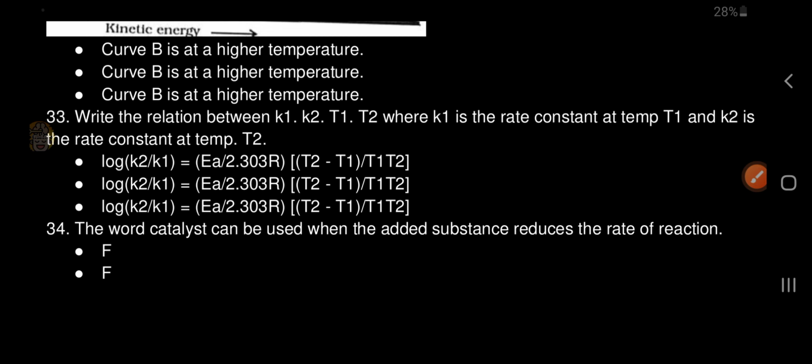Write the relation between K1, K2, T1, T2, where K1 is the rate constant at temperature 1 and K2 is the rate constant at temperature 2. Log K2 by K1 is equal to Ea by 2.303 R into T2 minus T1 by T1 T2.